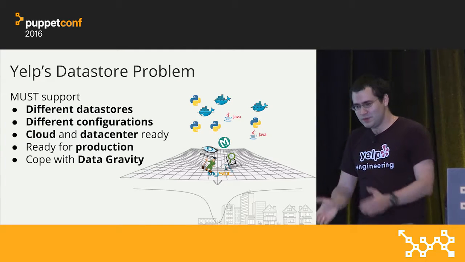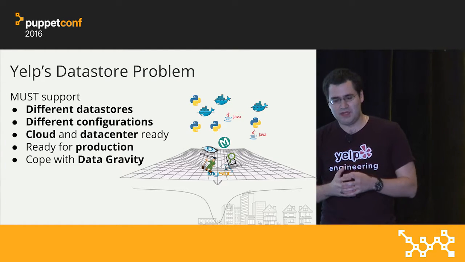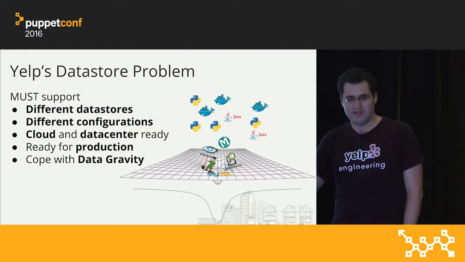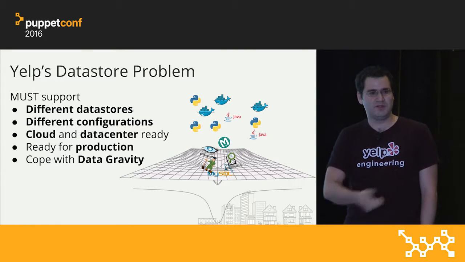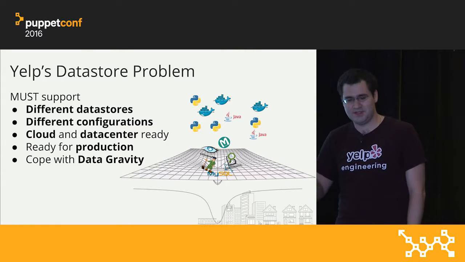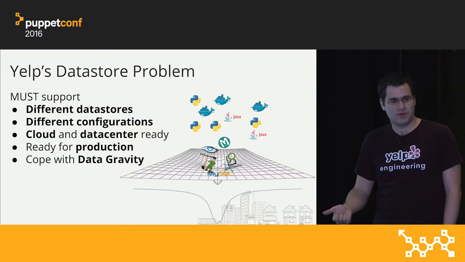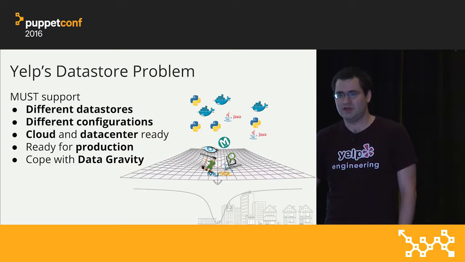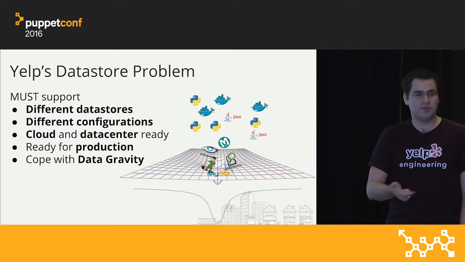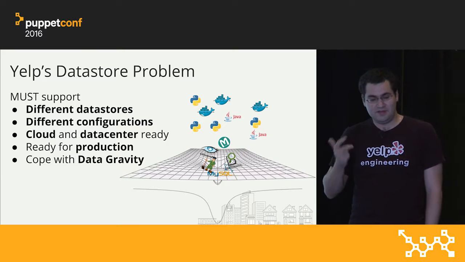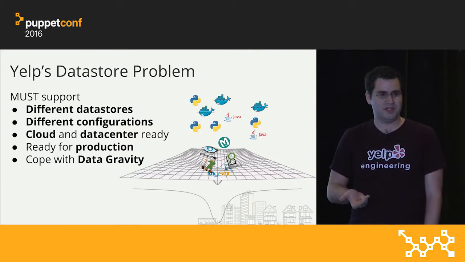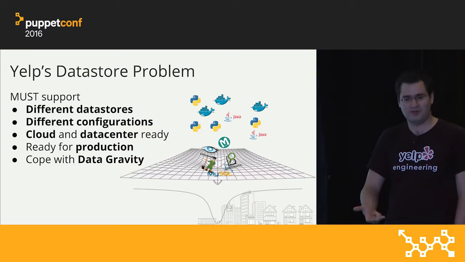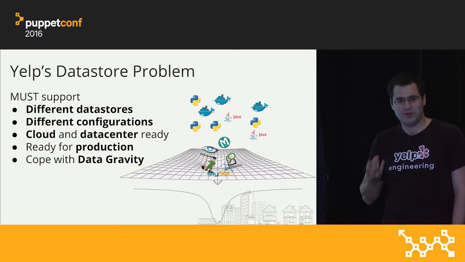When you really get down to it, Yelp's data store problem is that we have to support a lot of flexibility across that data tier. We must be able to support different data stores, all those I listed before: Kafka, Elasticsearch, Cassandra. Within those data stores, we have to support multiple different configurations: different tunings, different clusters, different use cases. Any solution we choose has to be cloud and data center ready. Very importantly, our solution has to be ready for production, so we're not going to use something that got released alpha in Kubernetes last week. We're going to use something that's been around for a while.